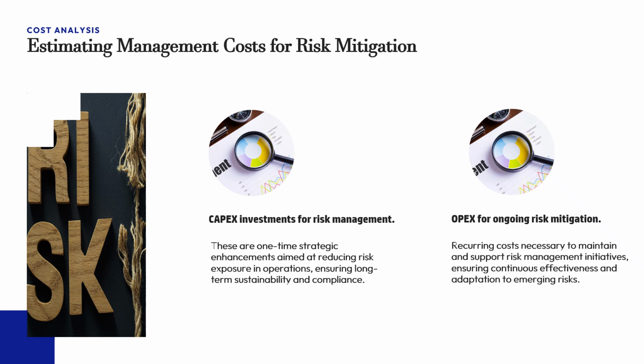Estimating management costs for risk mitigation. CapEx investment for risk management consists of one-time strategic enhancements aimed at reducing the risk, while OpEx is for ongoing risk mitigation, recurring costs necessary to maintain and support, ensuring continuous effectiveness for the operation and business.